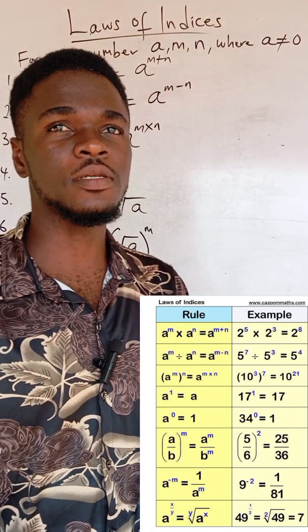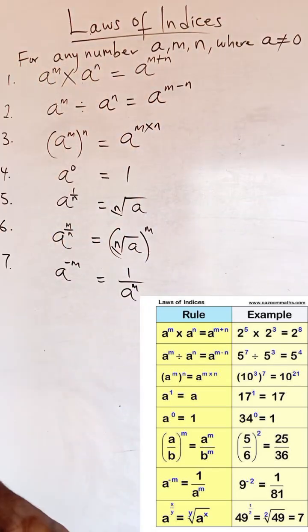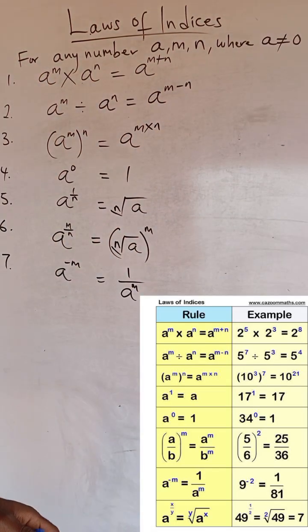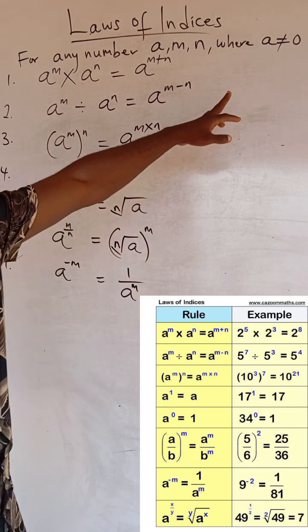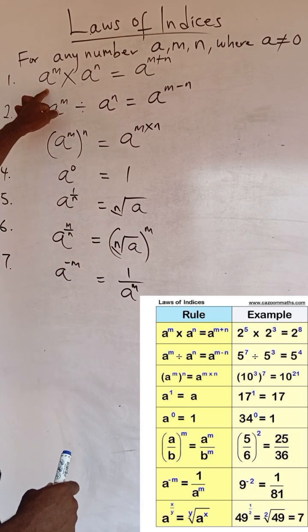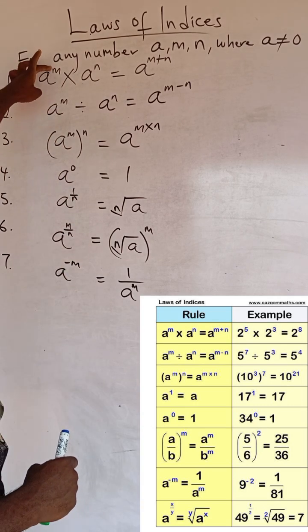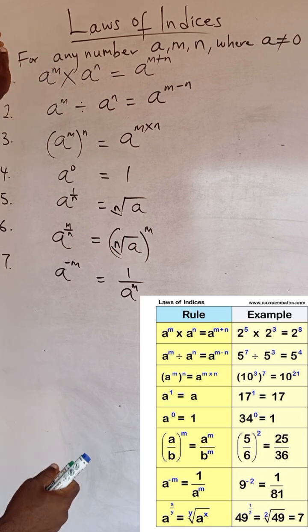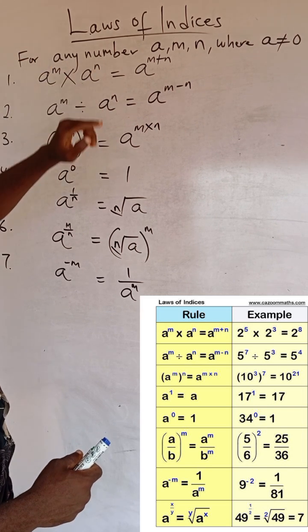I'm going to teach us the laws of indices. Now this is said for any number a to the power m, or a^m, where a is not equal to 0. A here represents the base of this number, just like here, this is the base, this is the index, or you call it power.